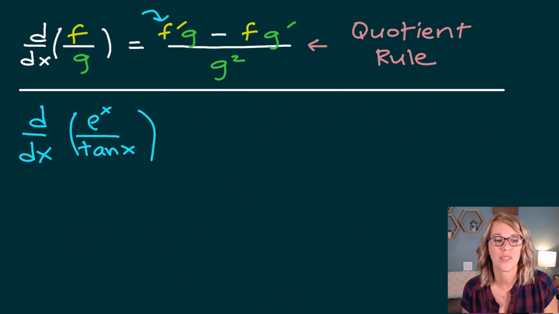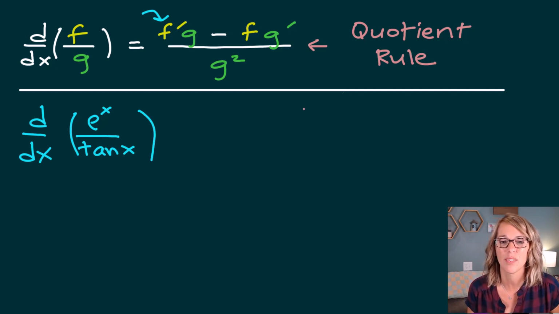Okay, here's your challenge. This one's for you, the derivative of e to the x over tangent x. So I'm going to give you a hint in a second. I'm going to give you the derivatives of e to the x and tangent x. If you don't need those, pause right now and then come back and see how you did. If you do need those, here come those derivatives.